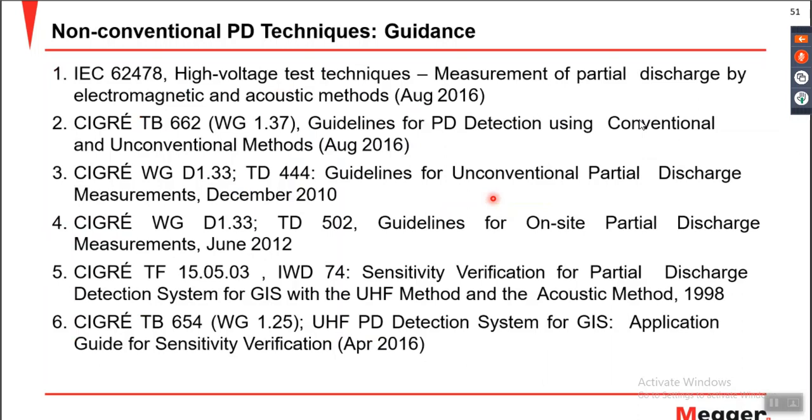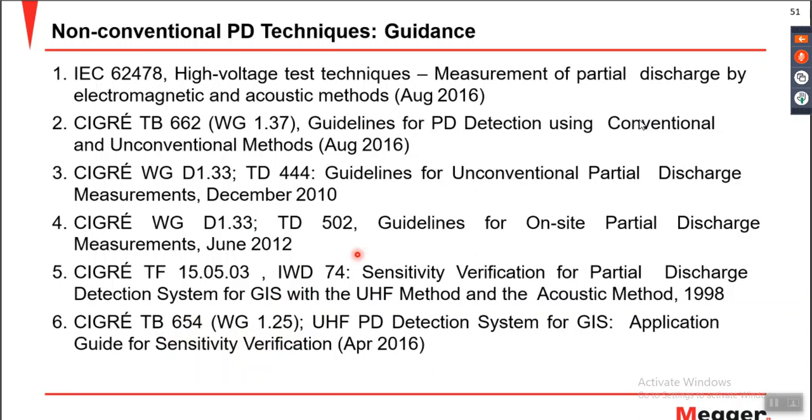If you want to do more research or learn about on-site PD measurement techniques for gas insulated switchgear or any of your electrical assets, you can refer to documents such as IEC 62478, CIGRE 662, 444 or 502, and the sensitivity verification, which is 654. You can get more knowledge about how you should perform the measurement with the help of these documents.